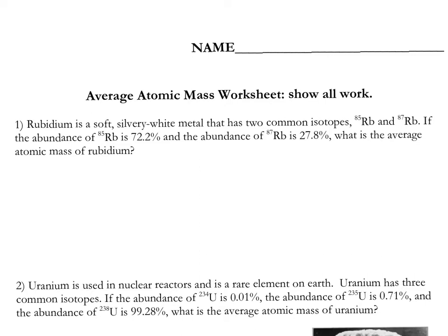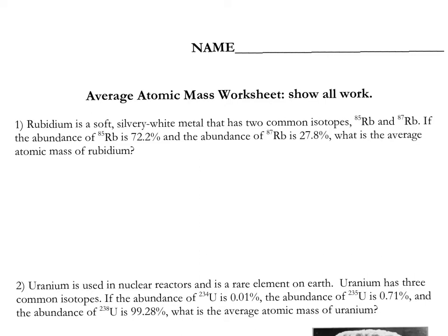So in this one, we're going to look at rubidium, and rubidium has two common isotopes, rubidium-85 and rubidium-87. Rubidium-85 has a 72.2% abundance, and rubidium-87 has only 27.8.